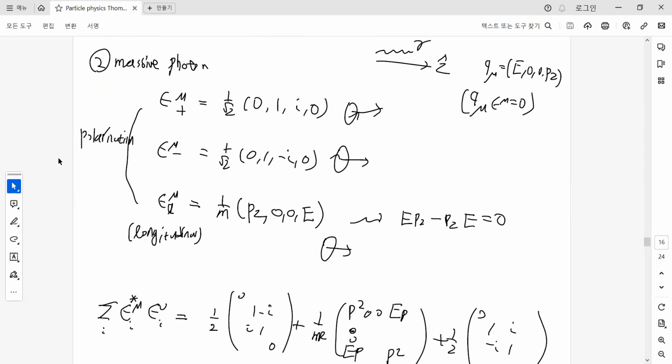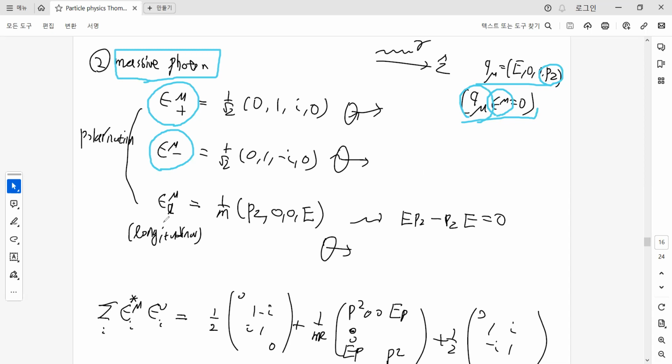And similarly, we can derive the completeness relations of the photon polarization states, but there are two cases. The first is the massive boson case, where there are three possible polarization states. The first one is the left-handed circularly polarized state, and the next one is the right-handed state. If we align the momentum along the z direction, the polarization condition requires that the contraction between the momentum and the polarization should be equal to 0.